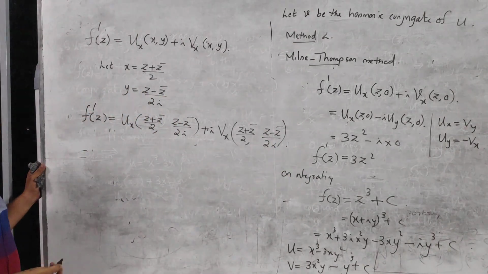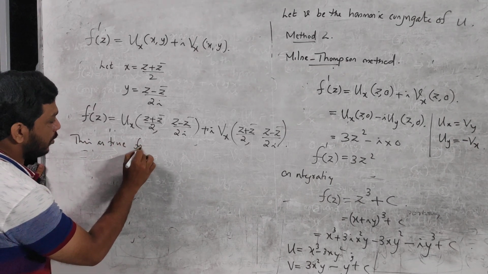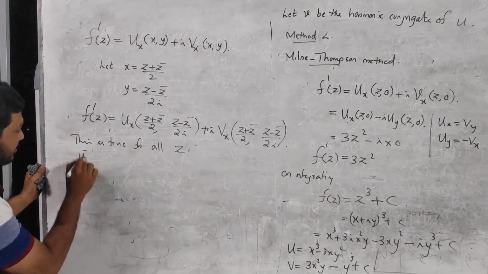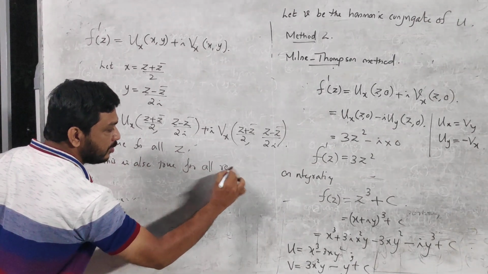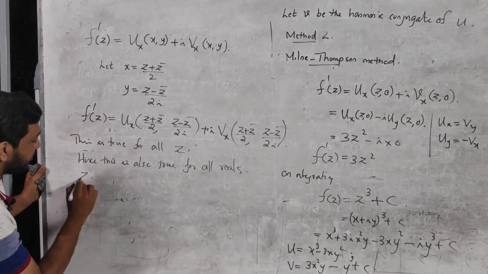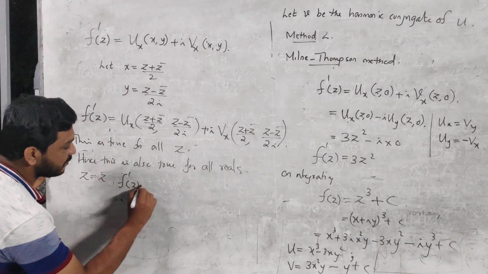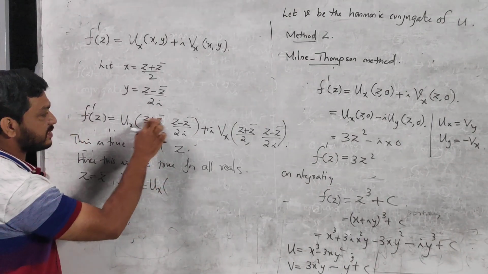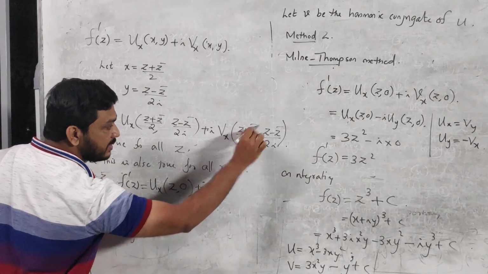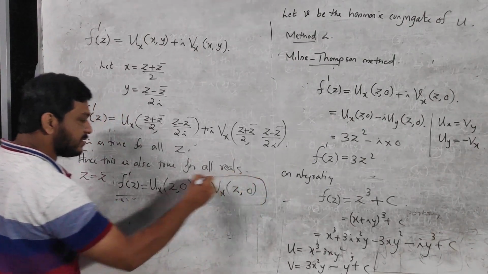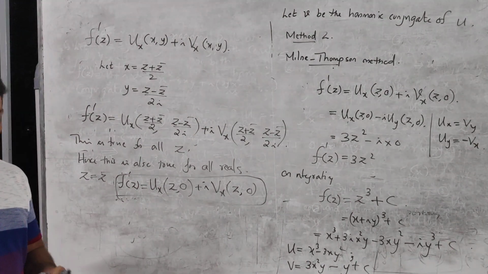So this formula is true for all complex numbers. Hence, this is also true for all reals. For making it real, just replace z bar by z, so there is no imaginary part. If you replace z bar by z here, what happened? We get f dash of z, by using this formula, ux of (z plus z by 2), which makes z, and (z minus z by 2i), which makes 0, plus i into vx of z, 0. This is the Milne-Thomson formula: f dash of z is ux of z0 plus i into vx of z0. Thank you all. Thank you for listening.